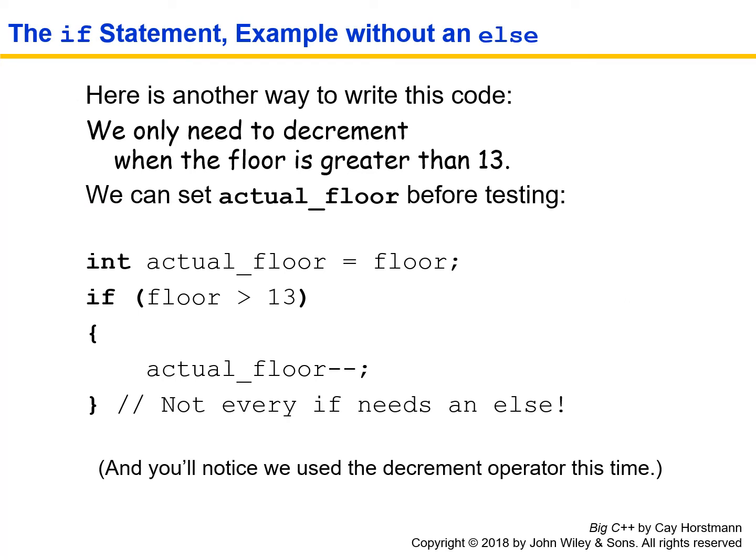There's another way to write this code, and that's to set actual floor to floor before we get into the if statement. And then say if floor is greater than 13, we'll decrement the actual floor. There's no else in this case because there's nothing to do if floor is less than 13. Actual floor was already set to floor.